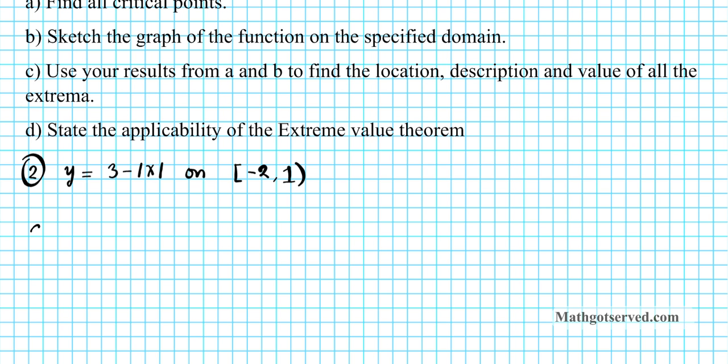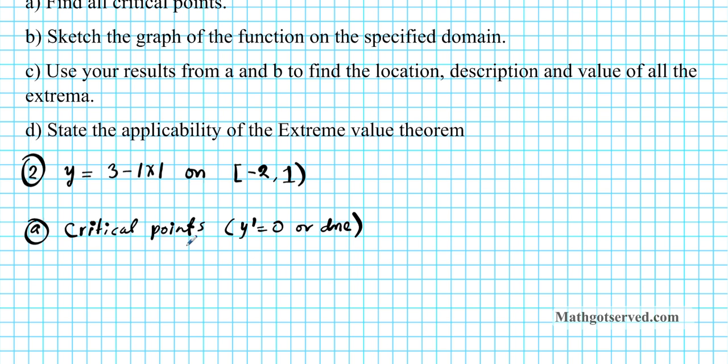Part A. We have to find the critical points. Now, what are the critical points? The critical points are the points where the first derivative y prime of the function is either equal to 0 or does not exist. And we know when the derivative does not exist, right? When you have a corner, cusp, discontinuity, or a vertical tangent.